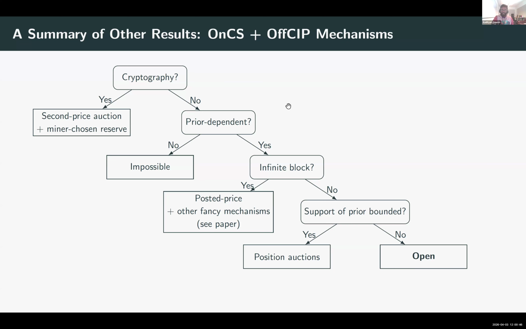However, if I just tell the transaction fee mechanism what distribution users' values are going to be drawn from, then the next question is: is the block infinite? If the answer is yes, then posted price is the only deterministic mechanism that satisfies all three. In the paper, we also give a bunch of other randomized mechanisms that satisfy many of these properties. The next question is: is the support of this distribution bounded? Can users have a value of $1 million to get included in this block? If the answer is no, if a user's value is strictly less than some upper threshold, then we show that there exists a randomized auction that satisfies all of the desiderata, even for a finite block. And if the distribution is not bounded, it is still open whether you can design a randomized mechanism satisfying all three properties for a finite block. So this is a run-through of the results.